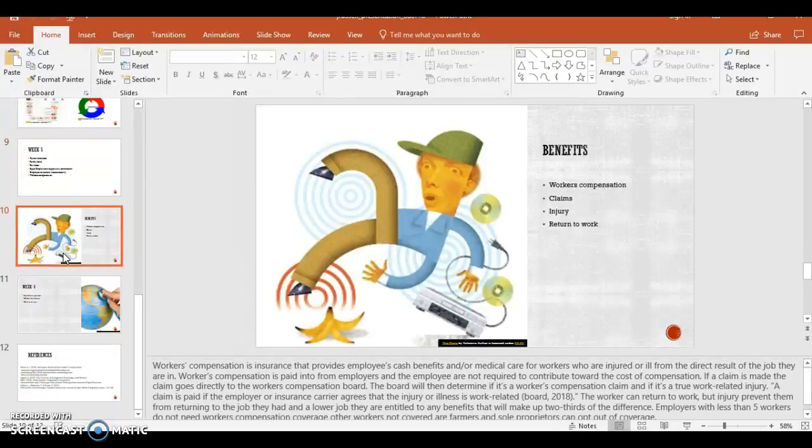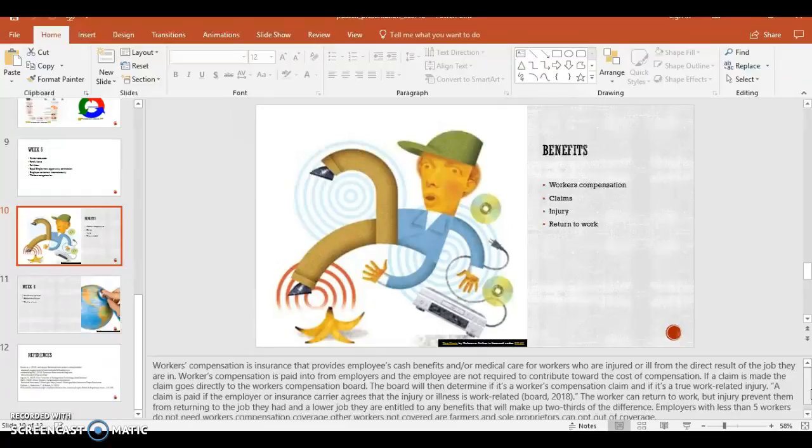Benefits, workers' compensation, claims and injuries, and return to work. Workers' compensation is insurance that provides employees cash benefits and medical care for workers who are injured or ill as a direct result of the job they are in. Workers' compensation is paid by employers, and employees are not required to contribute towards the cost of compensation. If a claim is made, the claim goes directly to the Workers' Compensation Board. The board will then determine if the claim is a true work-related injury. A claim is paid if the employer or insurance carrier agrees that the injury or illness was work-related.